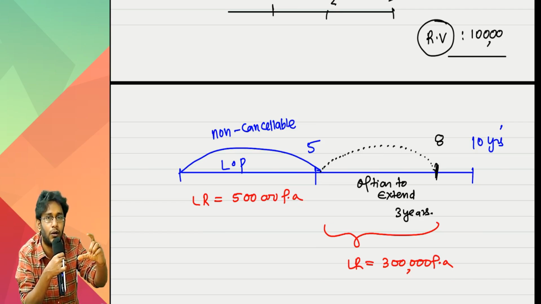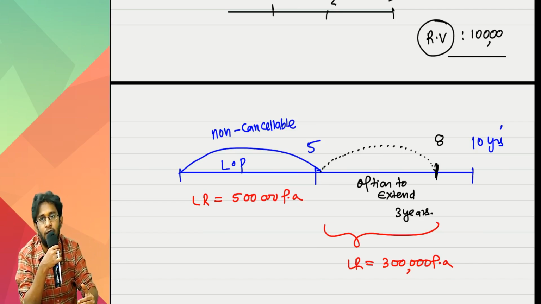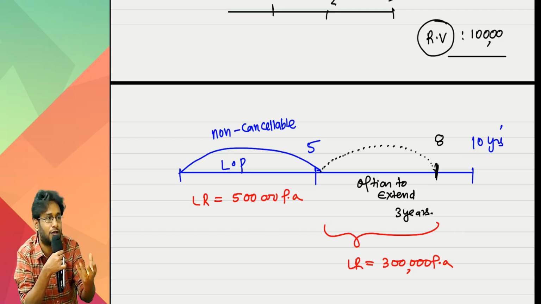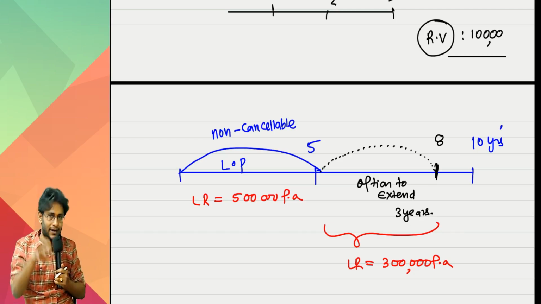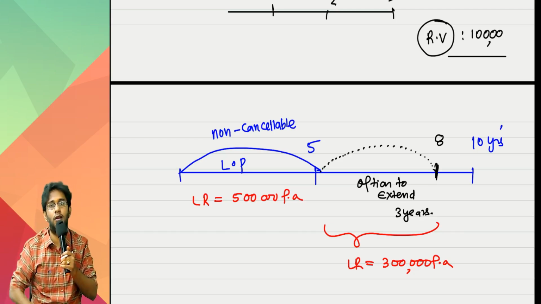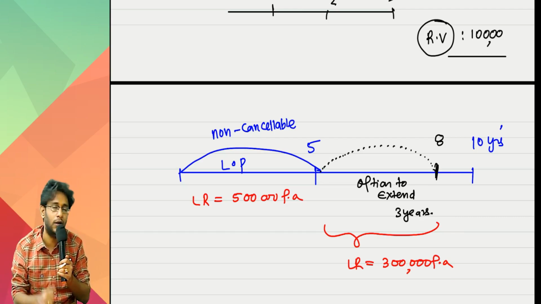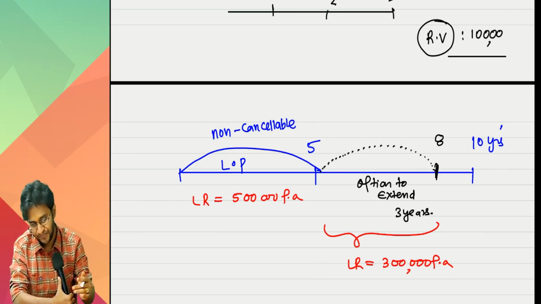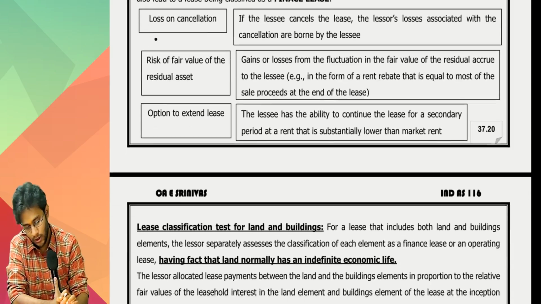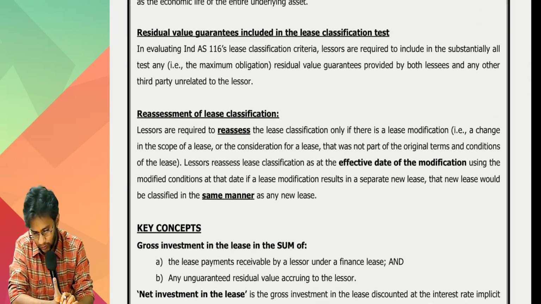Primary look, if you are unable to conclude, come to secondary. You'll be able to make a better judgment. So, these secondary indicators were not there in your AS 19 or the old Ind AS 17. It is there only in Ind AS 116. Later on we will see.